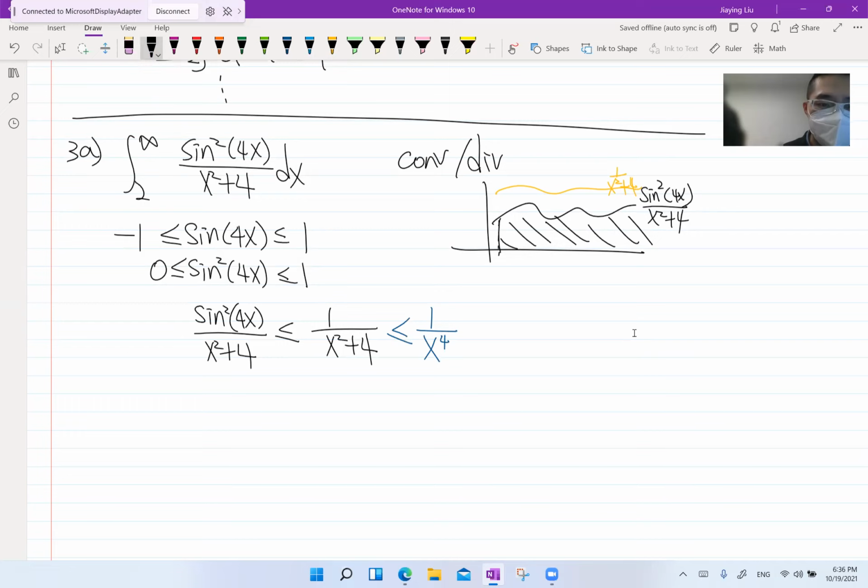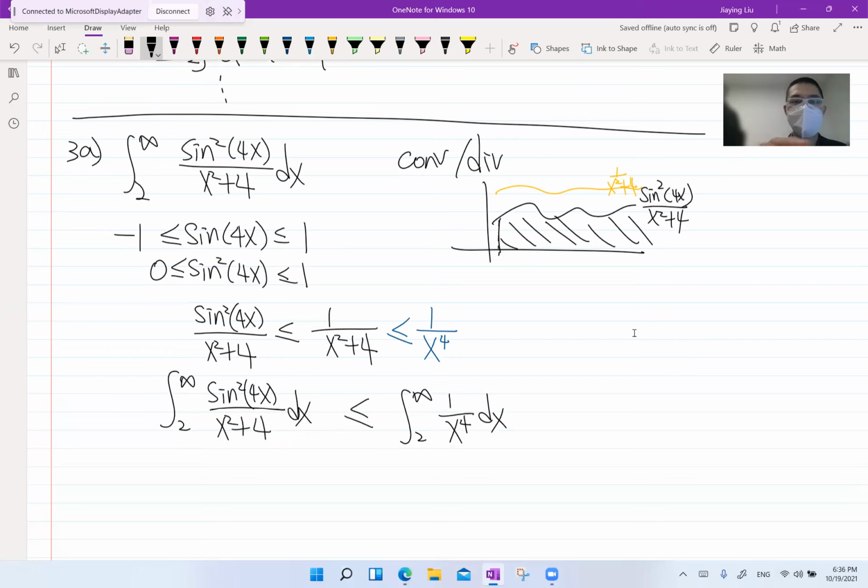So I'm comparing this integral from 2 to infinity of sine squared 4x over x squared plus 4 dx directly with the integral from 2 to infinity of 1 over x squared dx. So let me label that. So 1 over x squared is here.